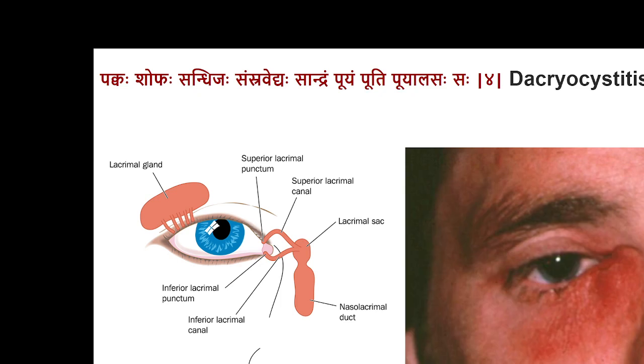These are the diseases of the Sandhi, or the corners, like Apanga and Kaninaka. That's the area. And the anatomy of the Sandhi we have already discussed.